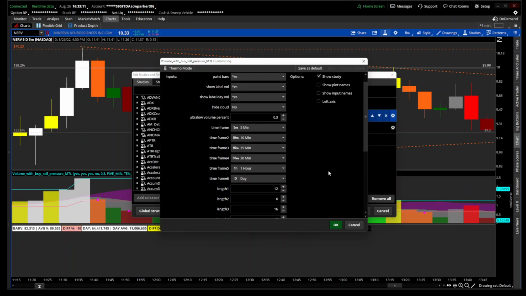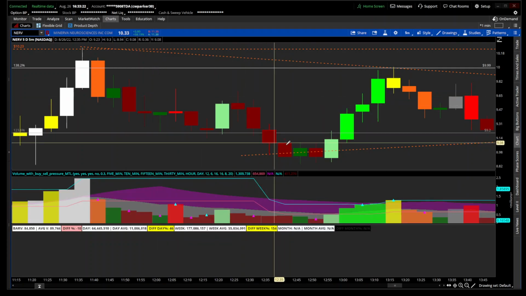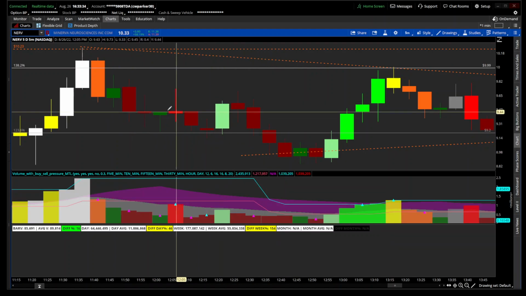So 100 minus 30 gives you 70. Anything that's below 70% of the volume average, I consider ultra low volume. And you can see that throughout this whole downward move was on ultra low volume. And you have an average buying volume right there. Yeah, you had this right here, but this is a pressure candle.